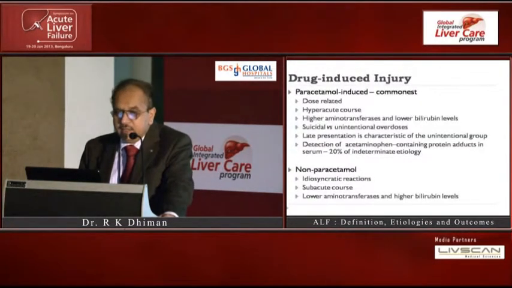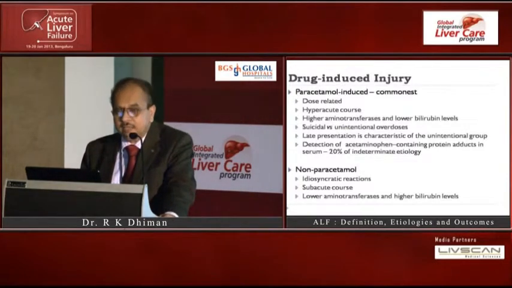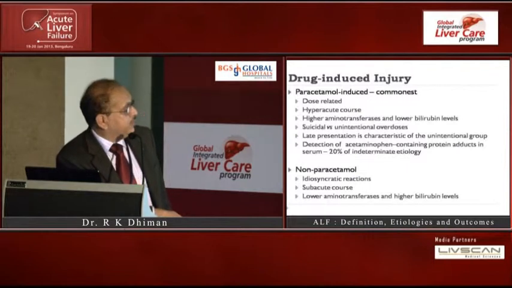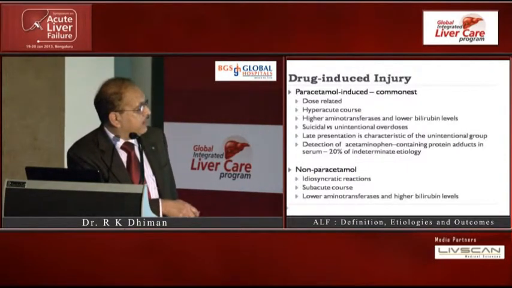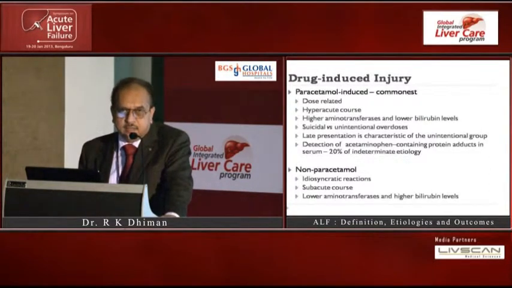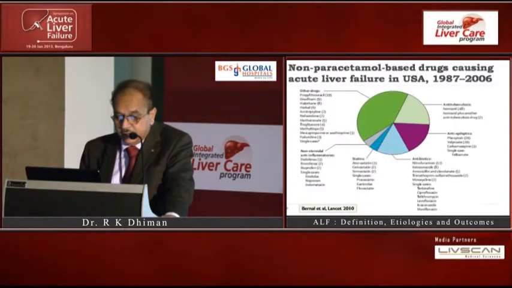Drug-induced liver injury, you can see that there are two types: paracetamol, which is dose-related, and non-paracetamol, which is idiosyncratic. You can say that it runs a hyperacute and a subacute course, and there are differences as far as suicidal and unintentional paracetamol intake is concerned. Once it is unintentional, it runs an acute or subacute course rather than the hyperacute.